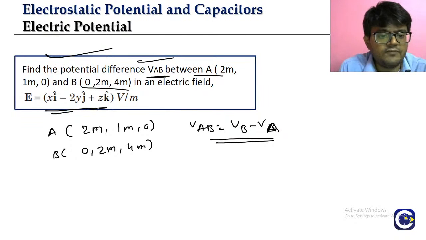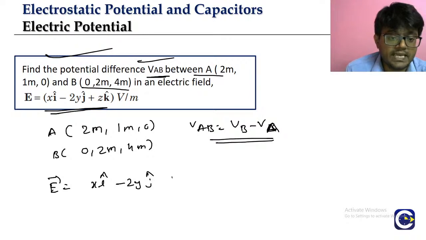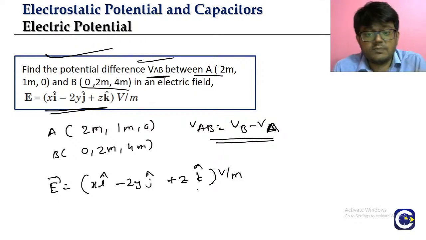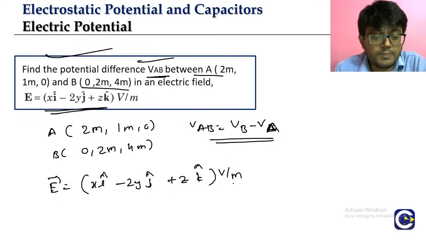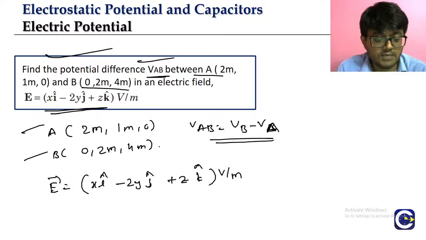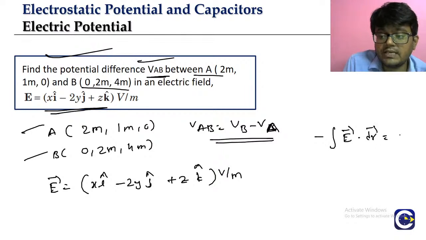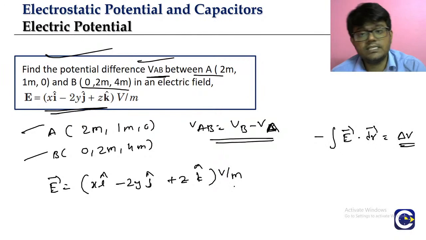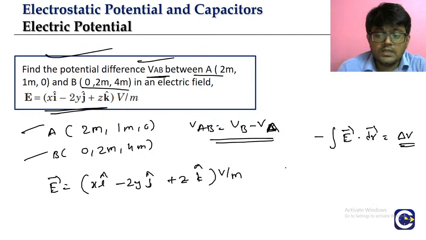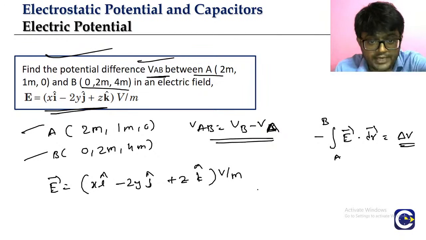They are giving us the electric field function. E bar is equal to x i minus 2y j plus z k. Everything is in the SI system of units, so this is in volt per meter, and the coordinates are in meters. Now look at this formula: minus integral E dot dr is equal to the change in potential. Here we have to integrate from point A to point B. The initial point is point A and the final point is point B.